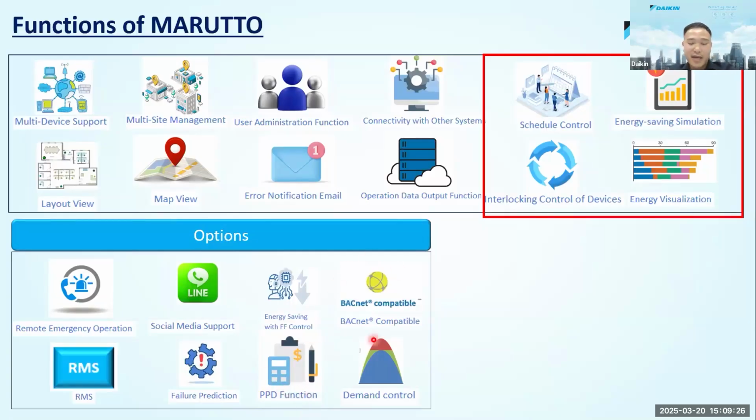Besides that, Maruto is compatible with BACnet as well. All the aircon parameters can be monitored from either BACnet or the Maruto dashboard. The next one is the demand function. This demand function is able to flexibly perform priority-based settings based on the user input. By having this function, the user is able to save electricity while running priority areas.